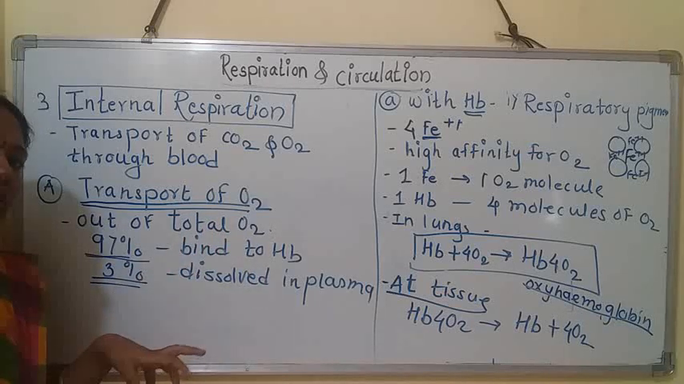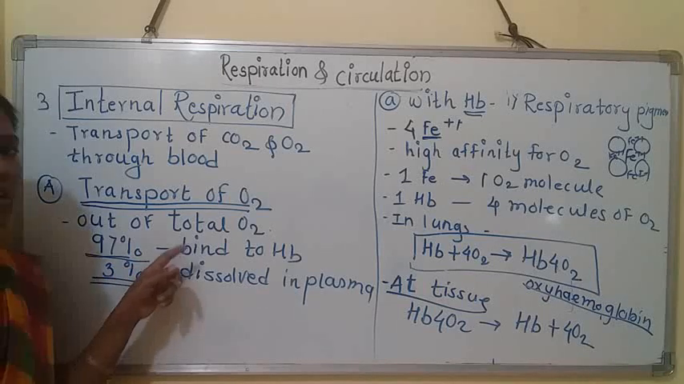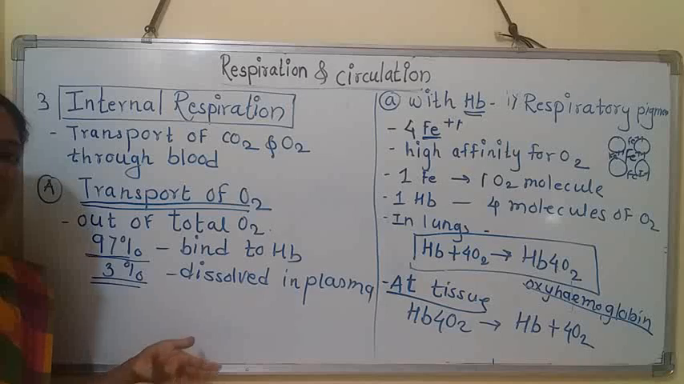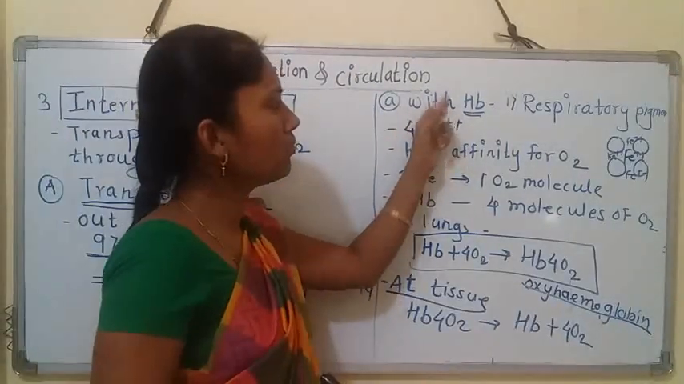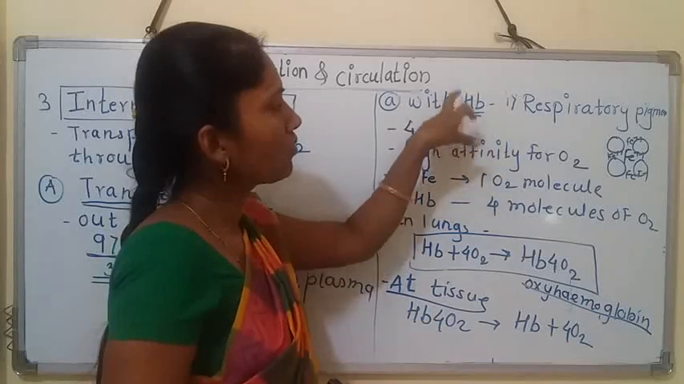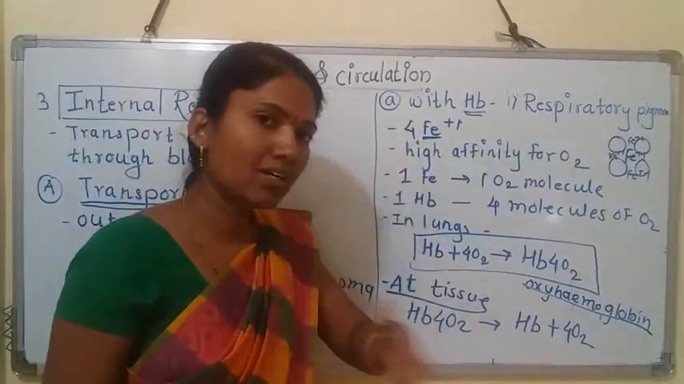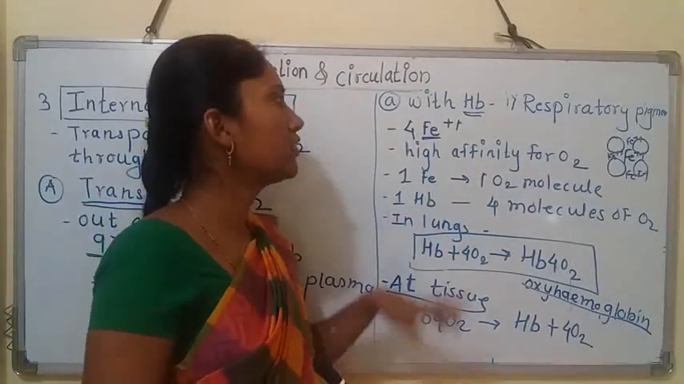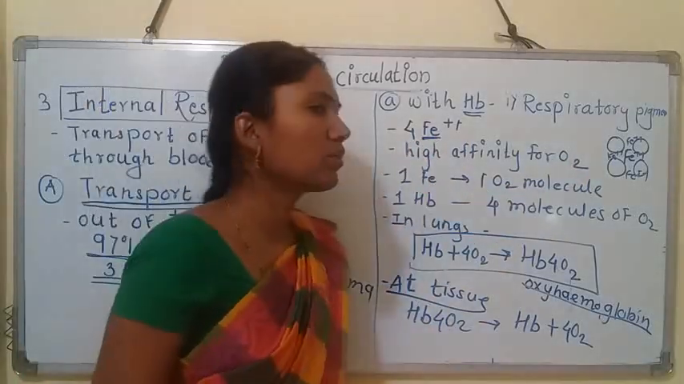Out of the total oxygen inhaled, 97% oxygen is transported along with the hemoglobin and only 3% oxygen gets dissolved in the plasma. Now, some information about hemoglobin is given. It is a respiratory pigment, present inside the RBC. It is a polypeptide, made up of 4 polypeptide chains. In one hemoglobin molecule there are 4 Fe++ molecules.